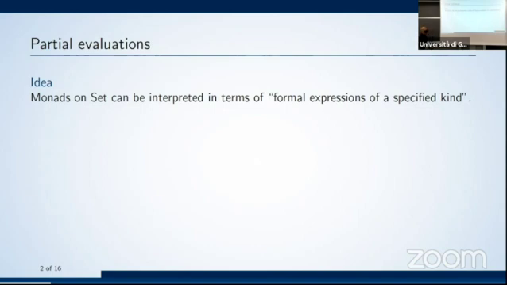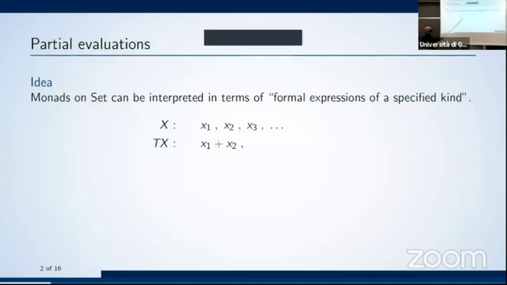then you can see a monad as a way of encoding formal expressions, possibly infinitary. If you have a set with these elements, then say the free commutative monoid monad can be seen as forming formal sums of elements of this set. So what is x1 plus x2? It's nothing, it doesn't have a result. You just write it like that, formally.